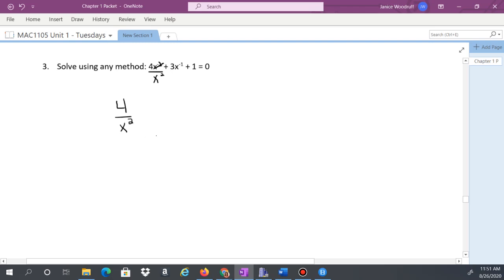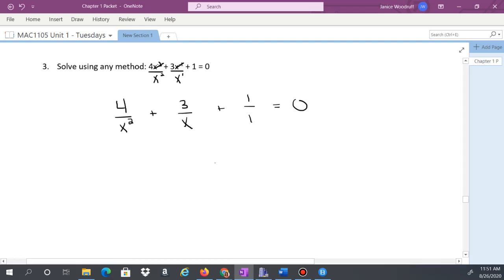That's the first term. Same thing here. This x to the negative 1, that's got to come down as an x to the positive 1. The 3 doesn't go with it, because the negative 1 is only touching the x. So then that becomes plus 3 over x. We don't need the 1 there. And then plus 1 over 1 equals 0.